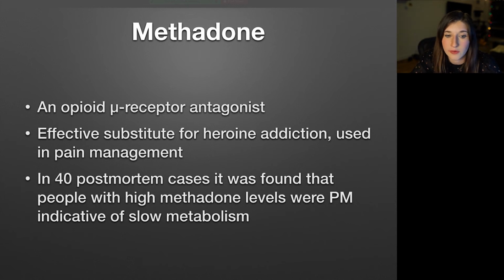In 40 post-mortem cases, it was found that people with high methadone levels were poor metabolizers and had slow metabolism. Instead of taking a normal level of the drug and having it build up quickly, these people were taking this drug over a prolonged period of time and weren't metabolizing it well. So it was just sitting in their system and building up that way. When I was looking up this case, it doesn't say if the 40 cases were necessarily due to methadone overdoses, but it's definitely possible.